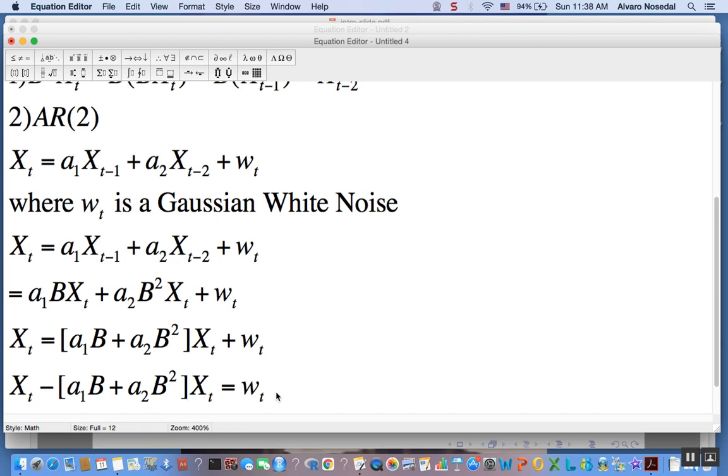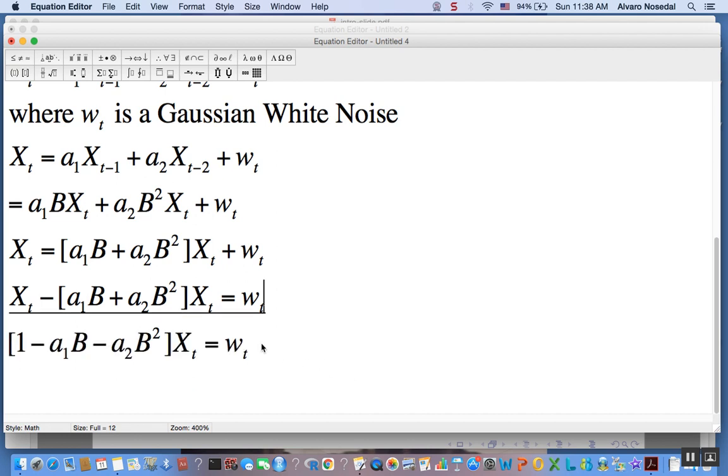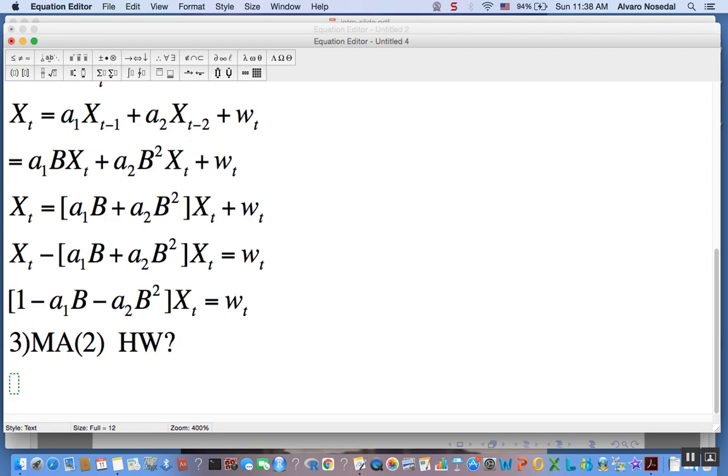If you have a chance, later tonight, rewrite an MA process as an MA2, a moving average of second order, as you know, using the backward shift operator. Okay. So it's going to take a minute. I just want you to feel comfortable using this backward shift operator.